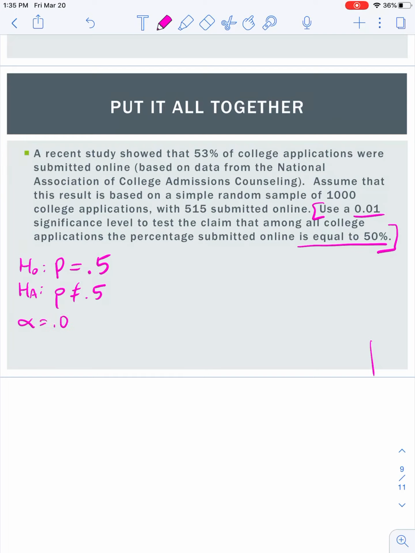Significance level was 0.01. So I know they're saying something up here about 53%, okay? But the evidence I actually have here is that out of 1,000 applications, 515 are submitted online. That's my real evidence. So let's not worry about what they're talking about up here. Let's worry about what's going on in the evidence. The evidence is where we're going to get our p hat, and that shows 515 out of 1,000. So I'm not sure where they're getting this 53% from, but let's focus on the actual evidence we have.